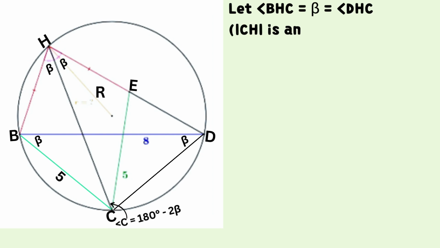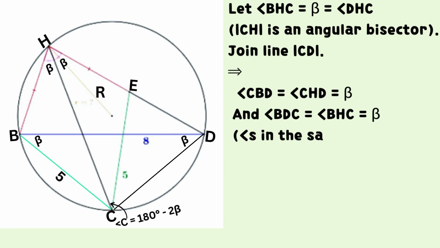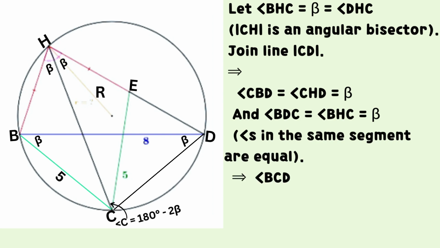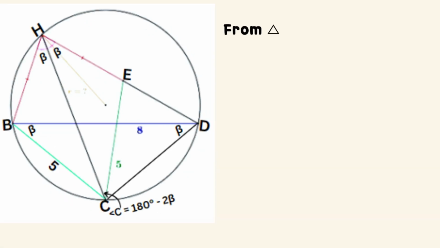Let angle BHC equals beta equals angle DHC, since line CH is an angular bisector. Join line CD. This implies that angle CBD equals angle CHD equals beta, and angle BDC equals angle BHC equals beta. Angles in the same segment are equal. Thus, angle BCD equals 180 degrees minus 2 times beta.